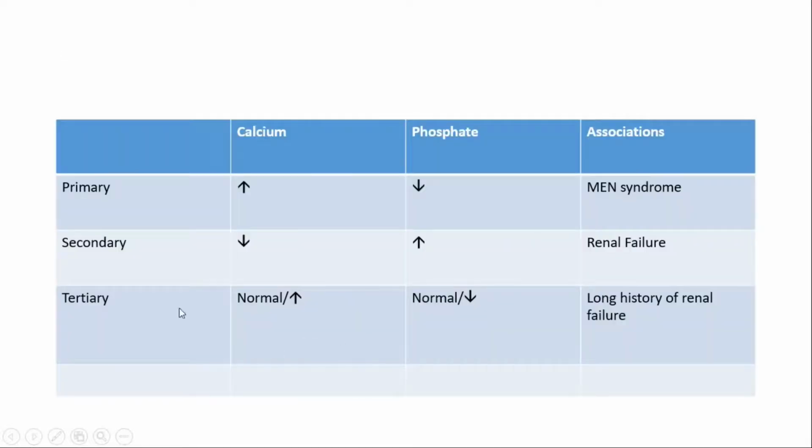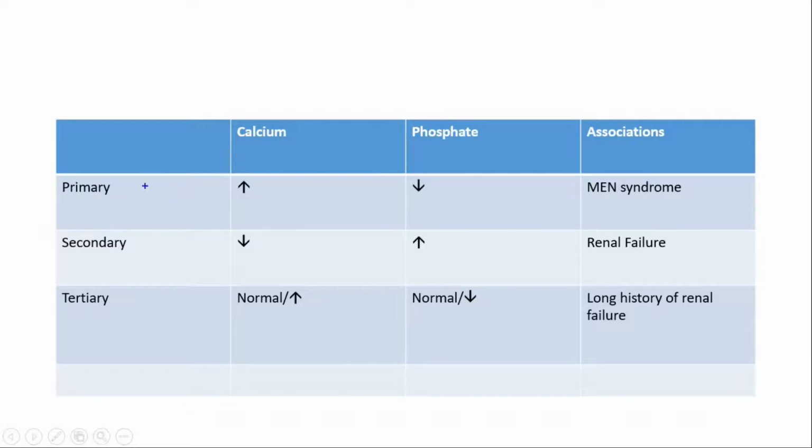So here is the common biochemical abnormality that you're usually going to see in the questions that come up in the Part A exam. You're going to be given many levels, but the actual things that you have to look for are the calcium, the phosphate, and a few associations.